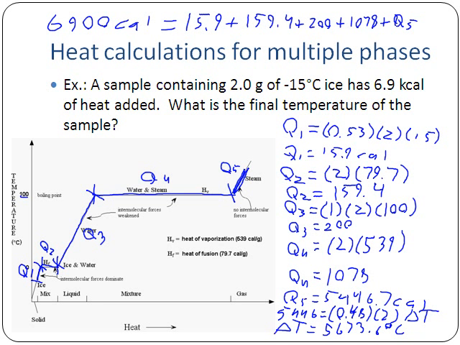Now, so that's my change in temperature. Well, change in temperature from what? Change in temperature from where we started here. We started at 100 degrees Celsius, and so since we started with 100, we've got to add 100 plus the 5,673 plus 100 degrees. So we have a final temperature of 5,773.6 degrees.